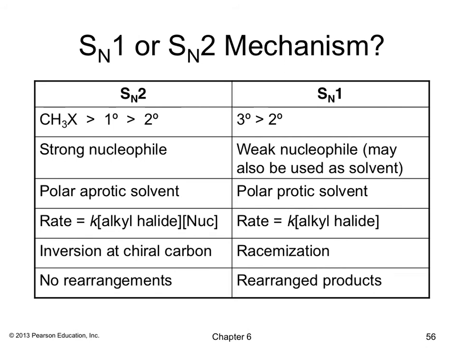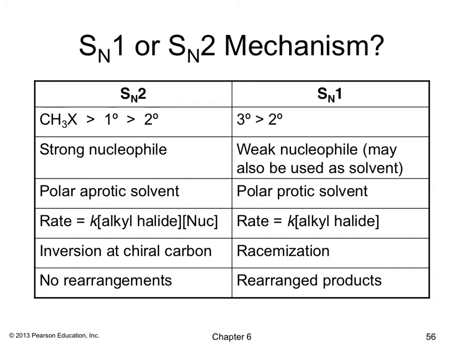So if we compare SN1 versus SN2 and figure out conditions for SN1 and SN2, here's a comparison table. In the case of SN2, methyl halides are preferred over primary over secondary. SN1 is the opposite, tertiary, followed by secondary. SN2 requires a strong nucleophile. A weak nucleophile is used for SN1 and may also be used as solvent. SN2 prefers polar aprotic solvent. SN1 prefers polar protic solvents, to solubilize the cation and the anionic halide.